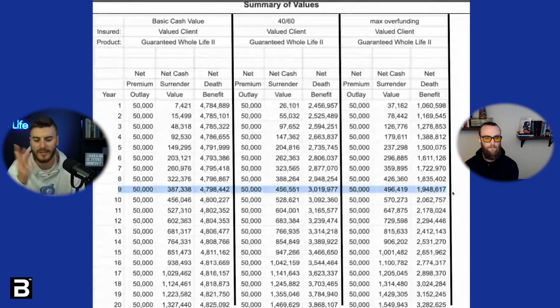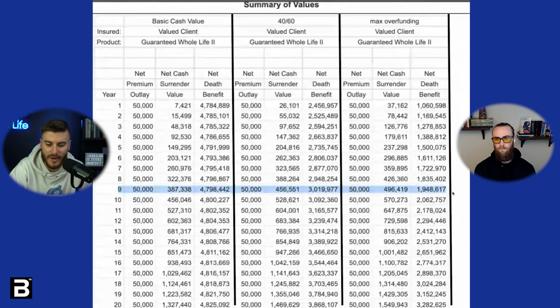So that's where planning is: you take someone's inputs, you take their goals, and you figure out, number one, does overfunded life insurance actually add value to them? And then number two, what's the best type of design to give them the most amount of upside, personal upside, in the different scenarios that they want to play out? So I think this is great.